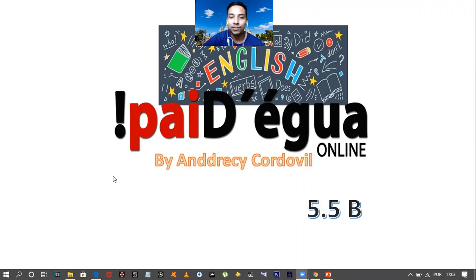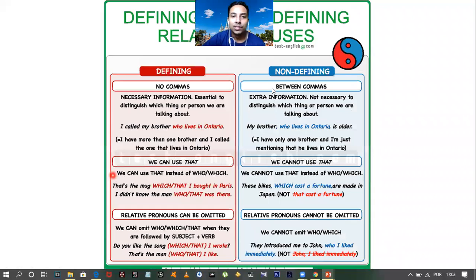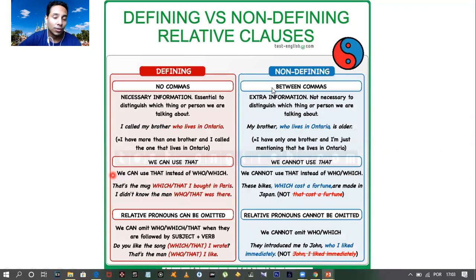Here, let's talk about something simple. It's called defining versus non-defining relative clauses. It's the same as relative clauses, but you have to think about another situation. Most of the time, we're going to add extra information that is not important. Extra information, not necessary to distinguish which single person we are talking about.